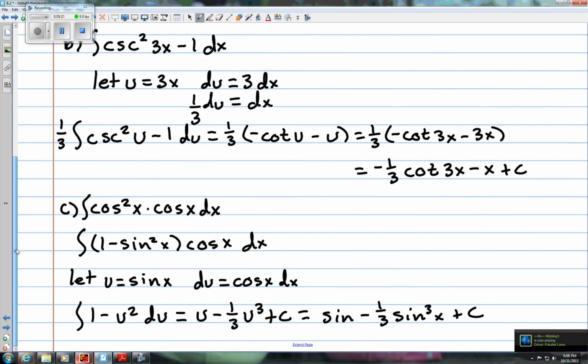And finally, in the last one, we can replace cosine cubed x with cosine squared times cosine x dx. By Pythagorean identity, we have 1 minus sine squared x times cosine x. We will just make the u substitution with sine x. Derivative would be cosine x. And the antiderivative of 1 minus u squared du equals u minus 1/3 u to the 3rd plus c. Plugging sine back in for the u's, we get the answer that you see there at the end. And I only have 10 minutes, so my time is up.